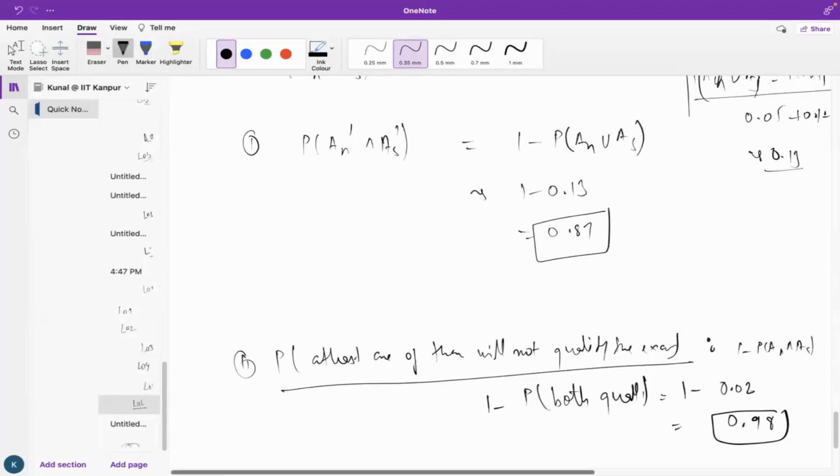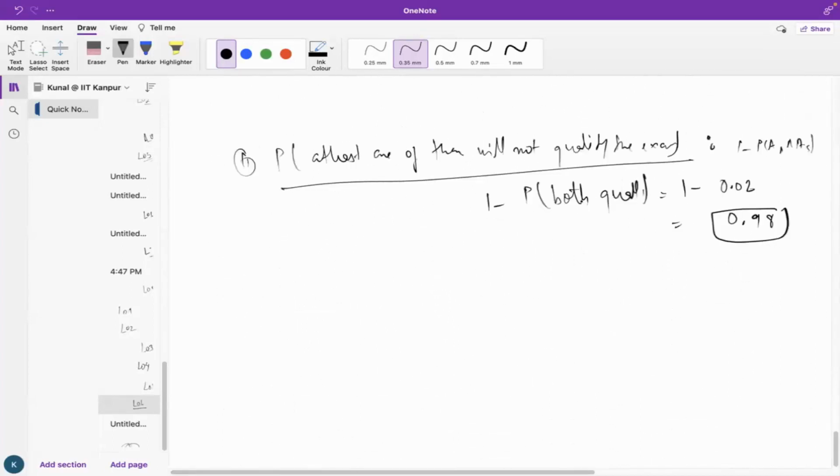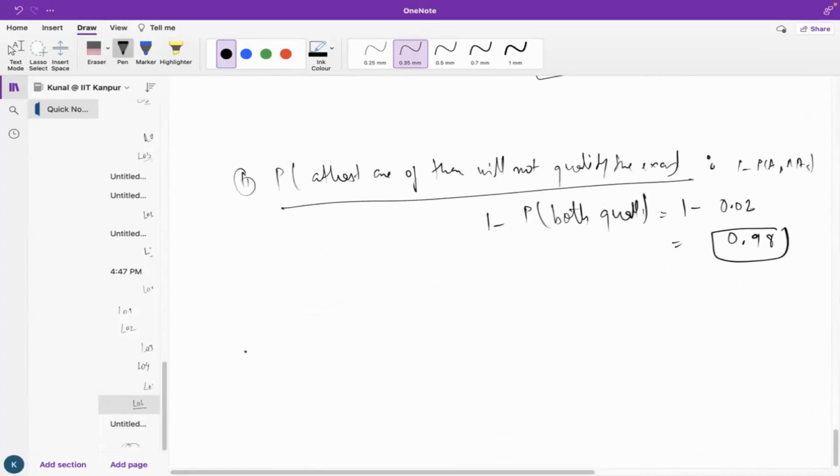And what's the third question? The third question is only one of them will qualify the exam. Only one. The third part is the probability that only one of them will qualify the exam. Okay, so look here.